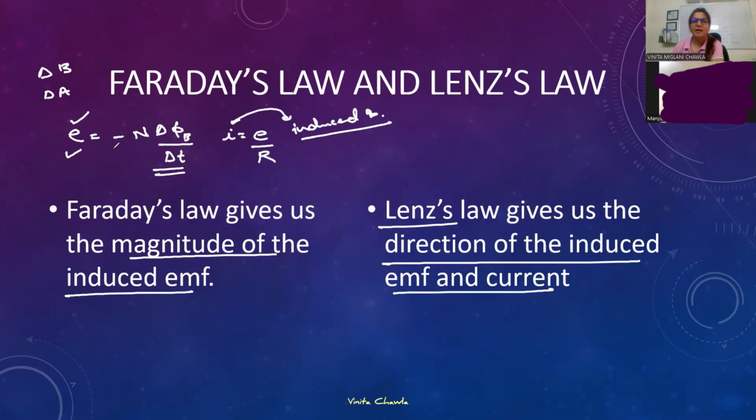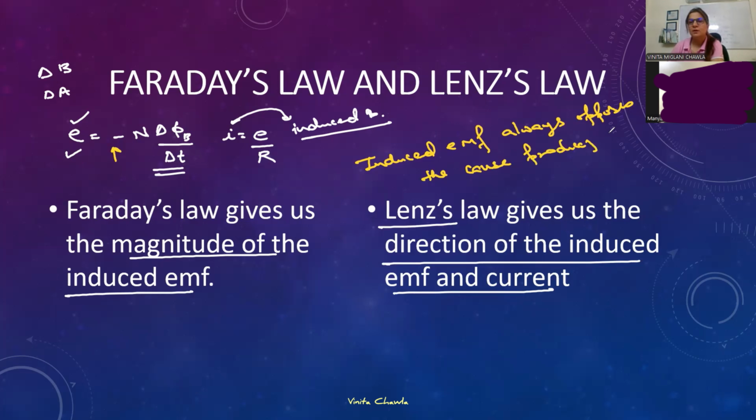We put a negative sign because the induced EMF so produced always opposes the cause producing it. The induced EMF so produced opposes the cause producing it. Because of which, see, why is the EMF induced? EMF is induced because of the change in the magnetic flux, because of the change in the magnetic lines of force entering the coil, right?